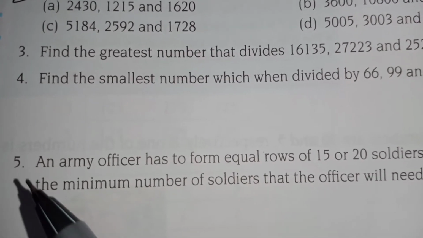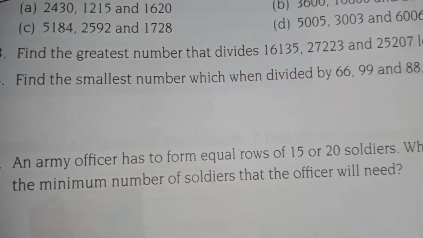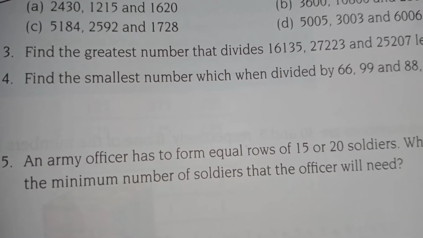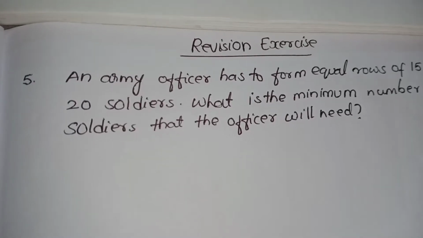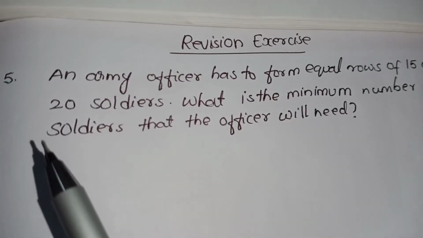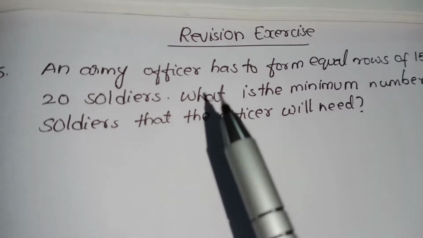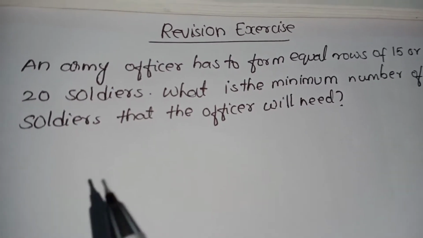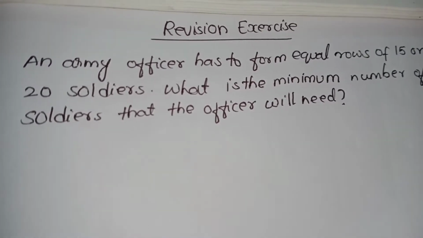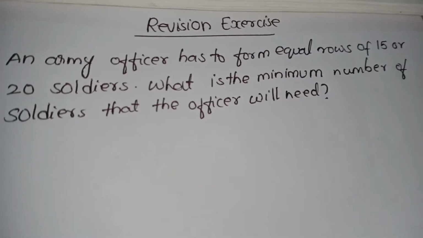So what is question number 5? An army officer has to perform equal rows of 15 or 20 soldiers. What is the minimum number of soldiers that the officer will need? So how to do question number 5? Whatever the numbers given, 15 and 20, we will find the LCM of these. They are asking the minimum number of soldiers that the officer will need. So here minimum is written, so we will find the LCM of 15 and 20 and we will get the minimum number of soldiers.